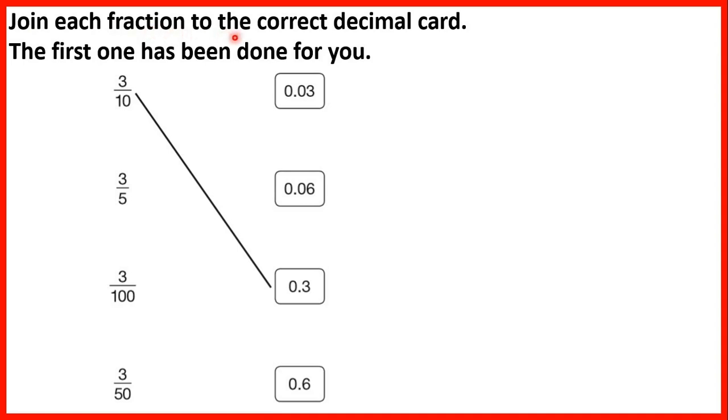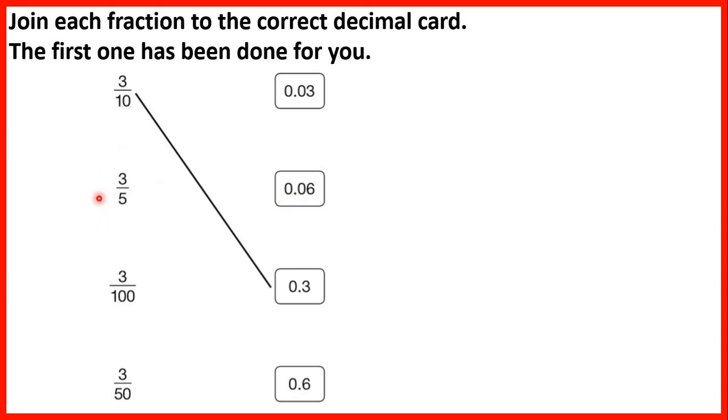Join each fraction to the correct decimal card. The first one has been done for you. So they've told us that 3/10 has the same value as 0.3. And that makes sense because remember, with decimals, the first digit after the decimal point is the tenths digit, so tells us how many tenths we have. We also know with decimals that the second digit after the decimal point tells us how many hundredths.